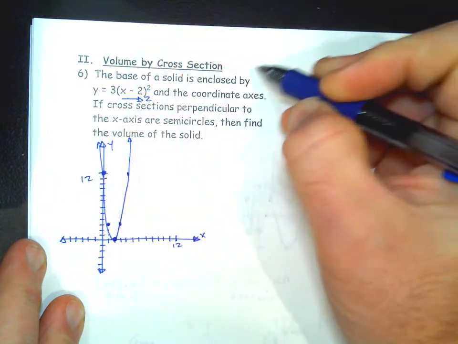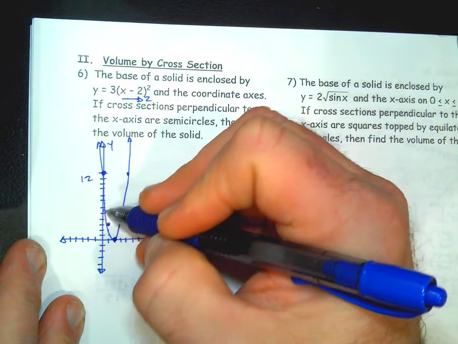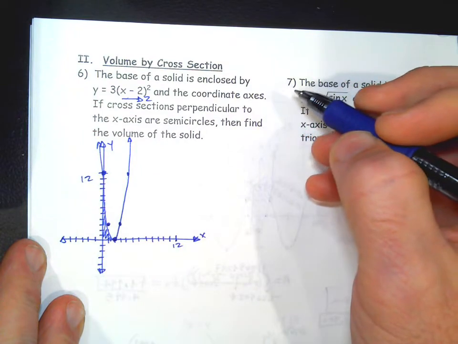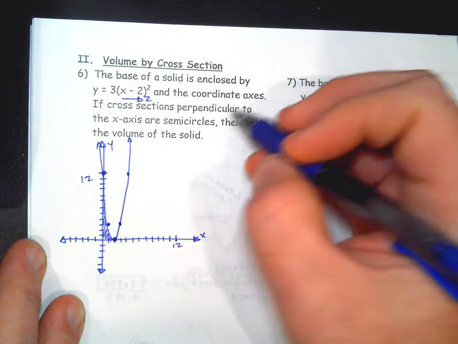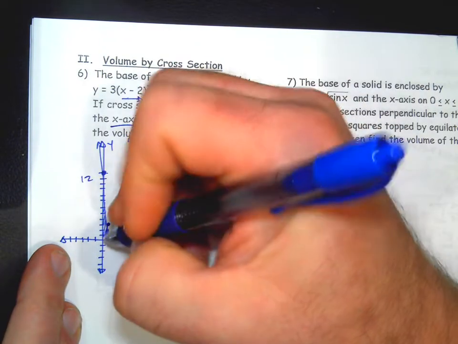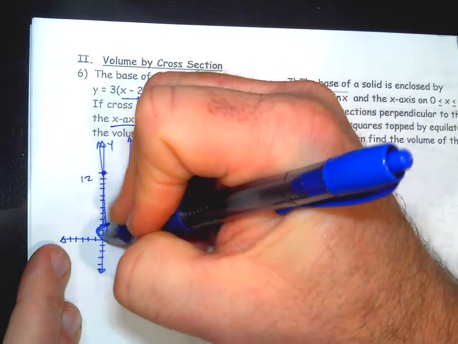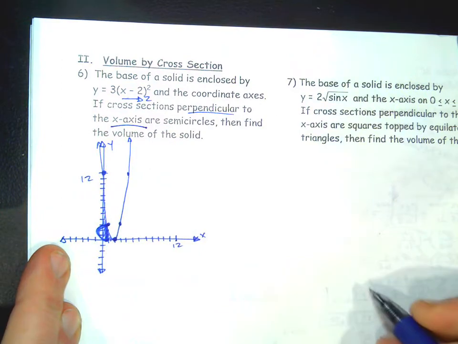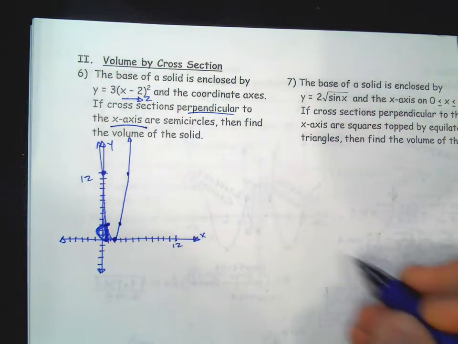So it says this in the coordinate axis. So this right here is your base region. And the cross sections are perpendicular to the x-axis. So they're straight up and down, and they are half circles. So my picture isn't that great, but hopefully it's good enough for me to get the job done.